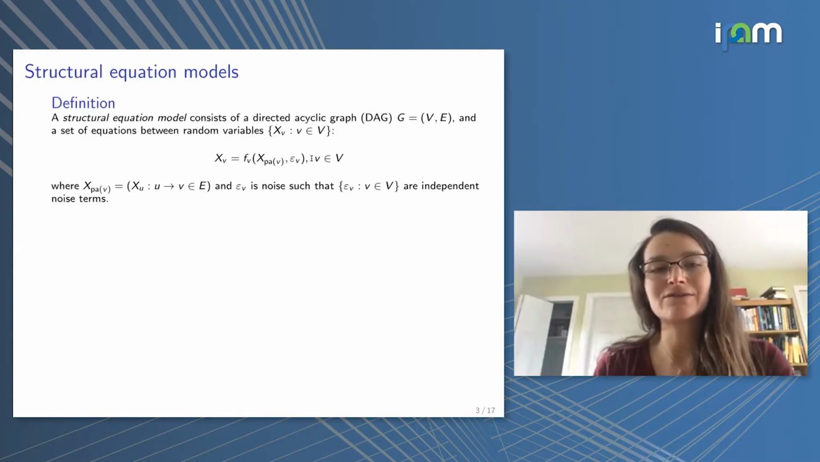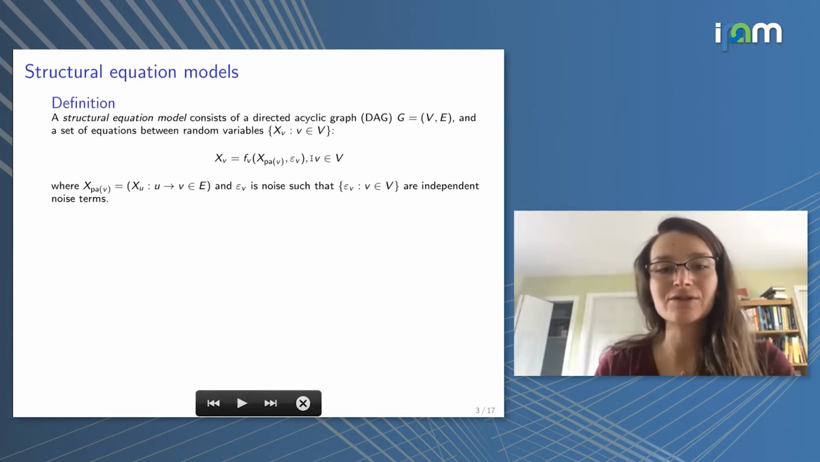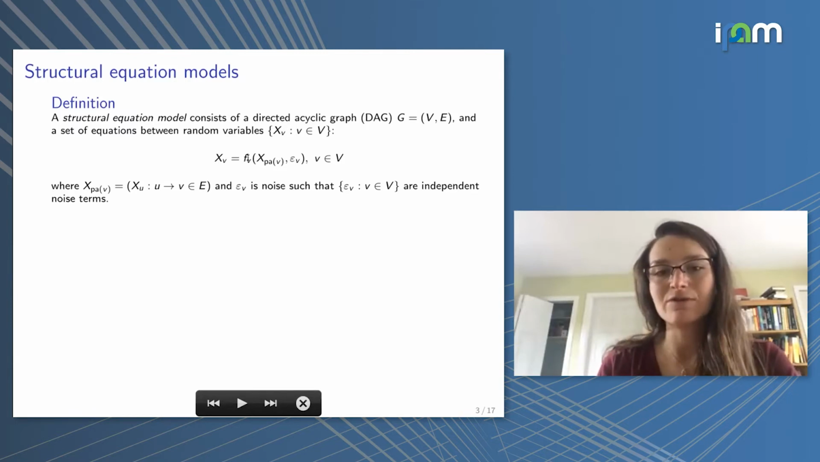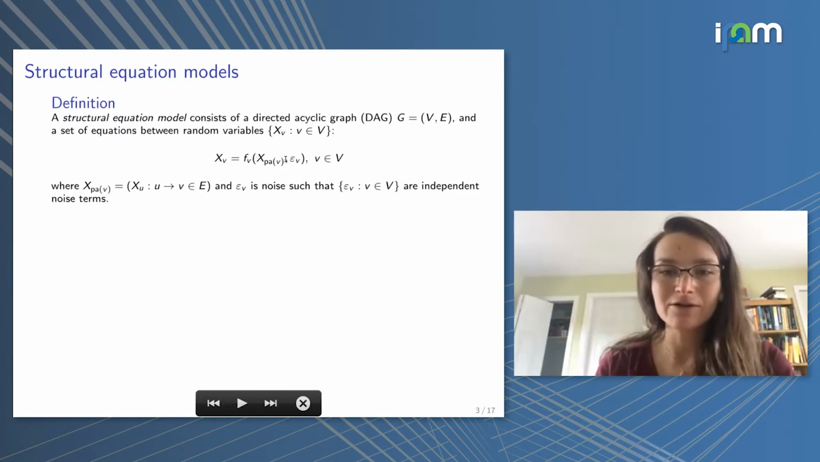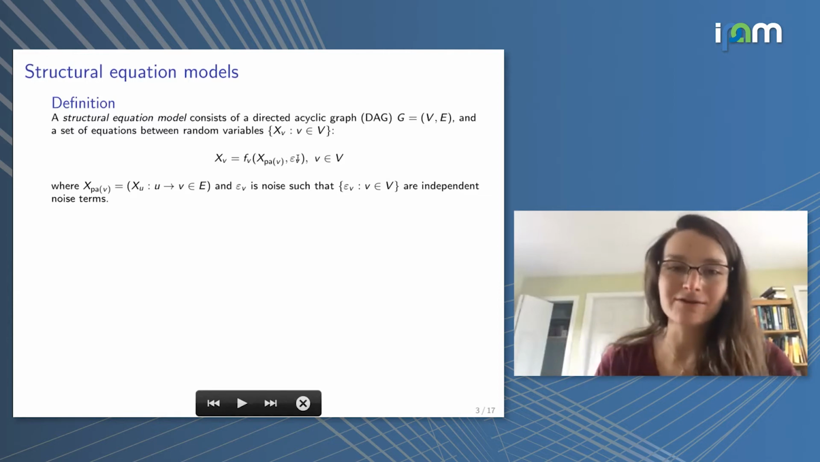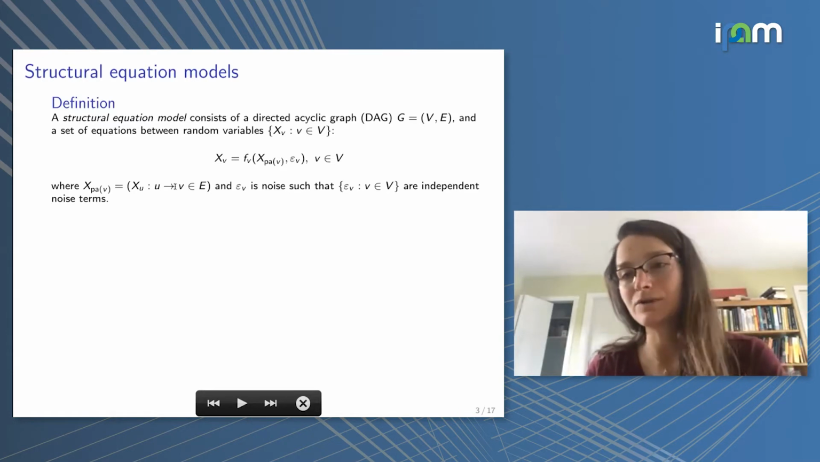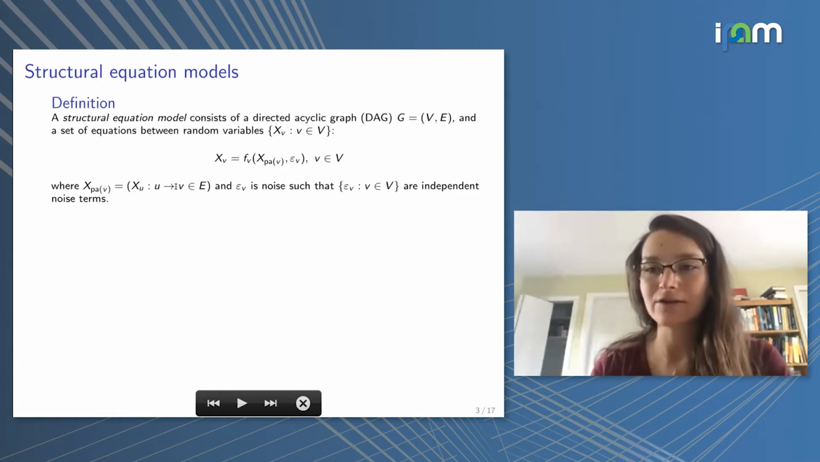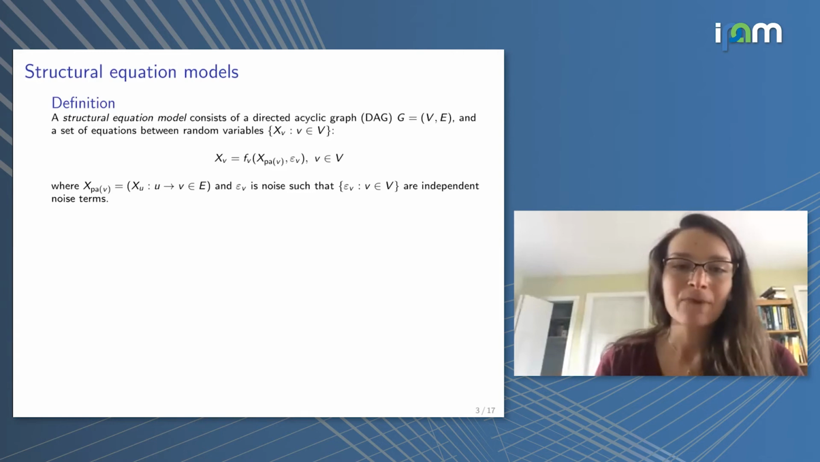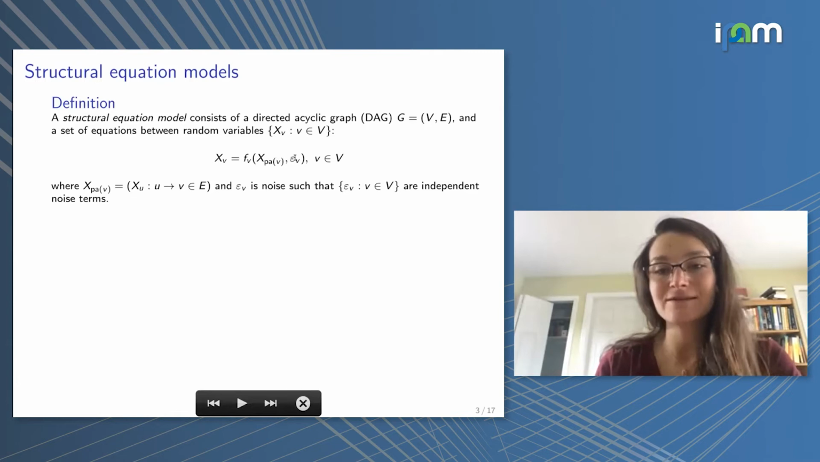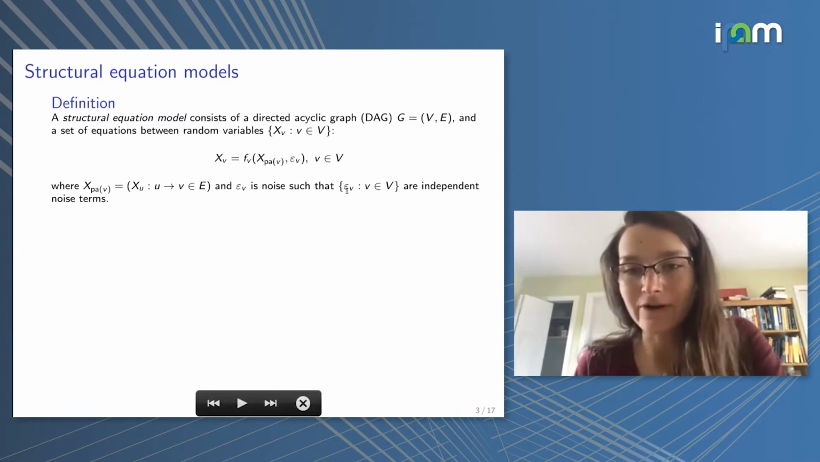Then the structural equation model comes with a set of equations that express each variable as a function. So x_v will be a function f_v of its parents and some noise. What are the parents of a vertex? Those are all vertices that have an arrow towards the vertex, so everything that is a direct cause of that vertex. Each variable will be a function of the parent variables and some noise. The important thing is that these noise terms are independent, so they're mutually independent random variables.